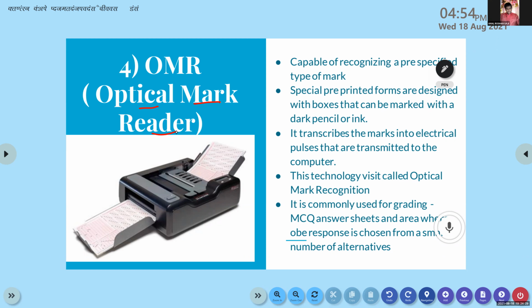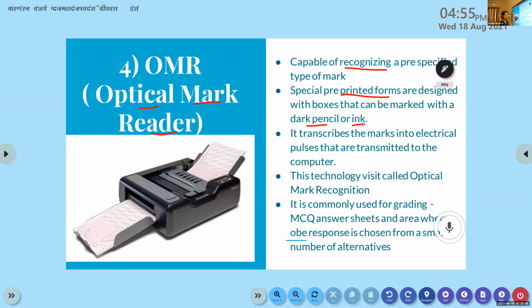It is capable of recognizing a predefined type of mark which has been marked using dark pencil or ink. Okay, it is a special preprinted form which has been designed with boxes that can be marked with a dark pencil or ink. You used to do that for the exam, isn't it? Your ma'am used to say that you have to color or mark properly, isn't it? You have to dark it.